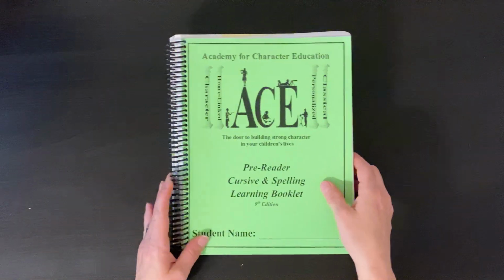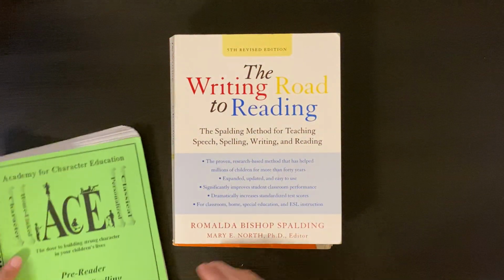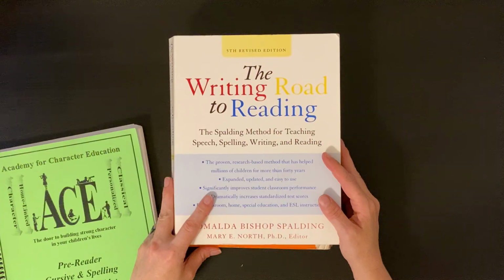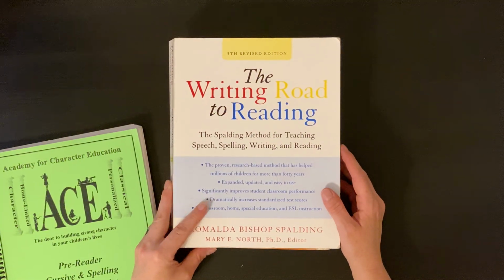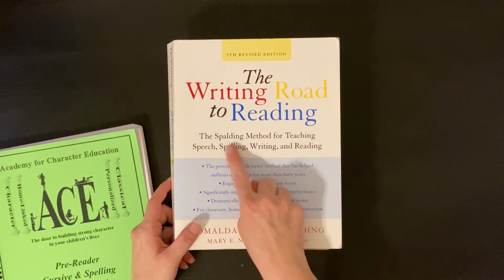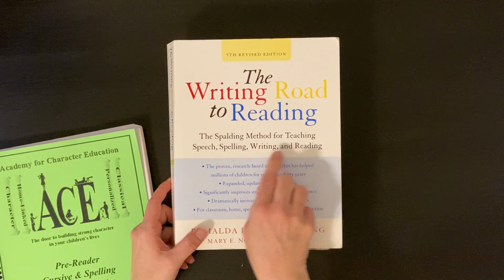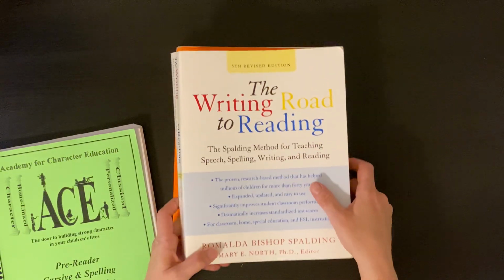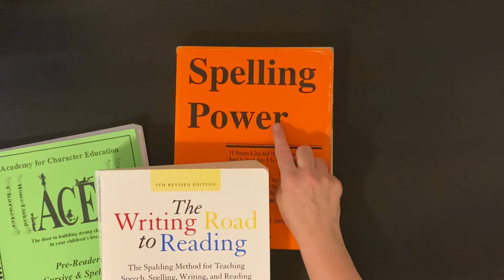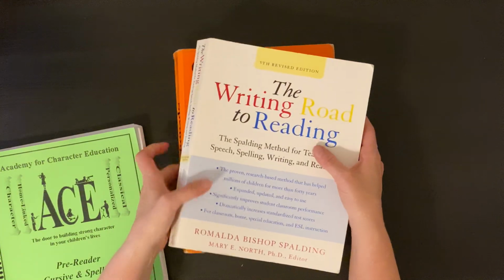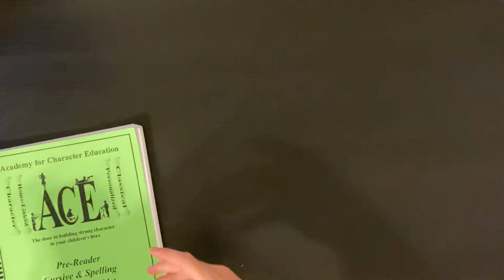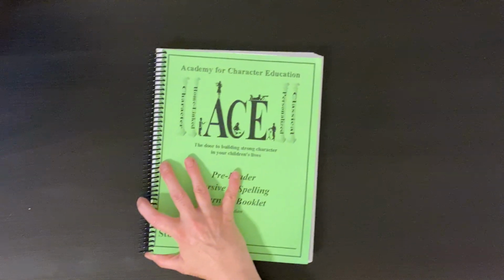And so we are using a theory of reading education called the Writing Road to Reading. It teaches speech and spelling and writing and reading combined, and we also pull from this book Spelling Power. So it's kind of an explanation of what we use, and now I'm going to go into this.